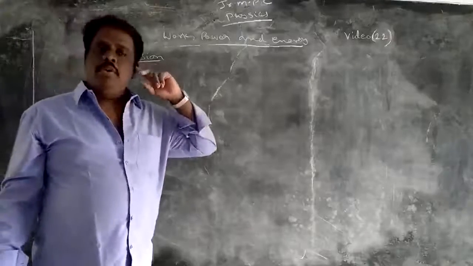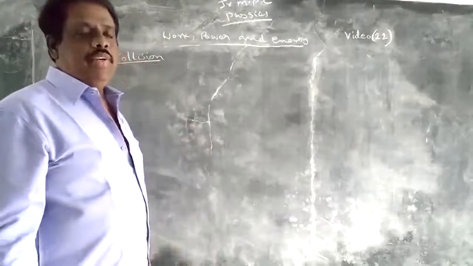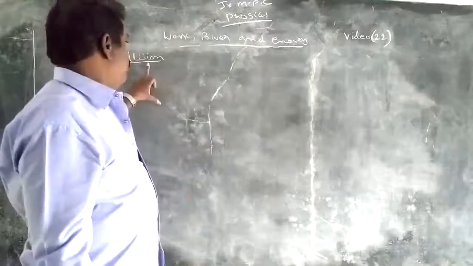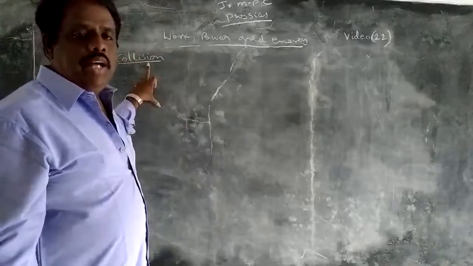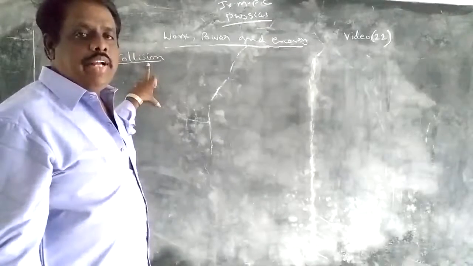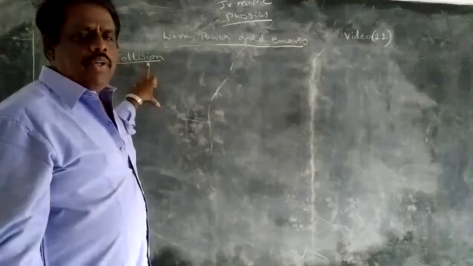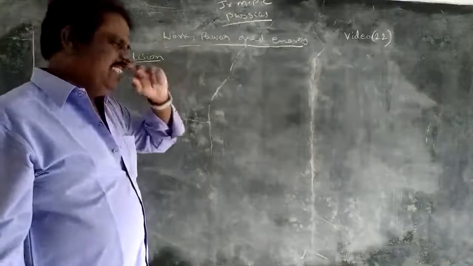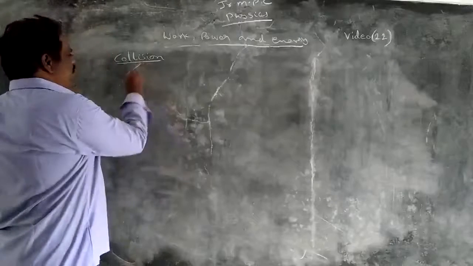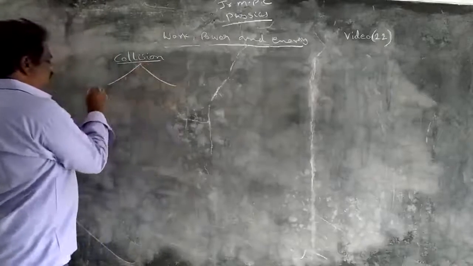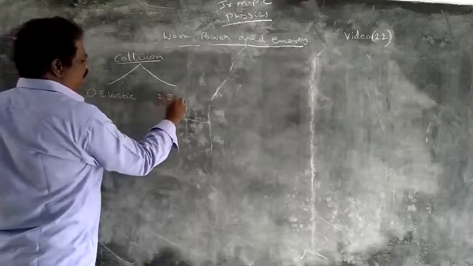And how many types of collisions are there? And the expression for the final velocities in the collision. Collision means a strong force between two bodies in a very short interval of time, during which there is a change in momenta, ignoring the other forces. This will be of two types. One is elastic collision, the second one is inelastic collision.